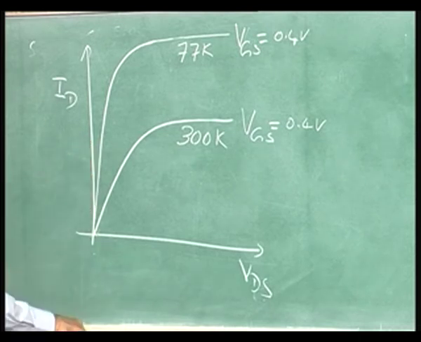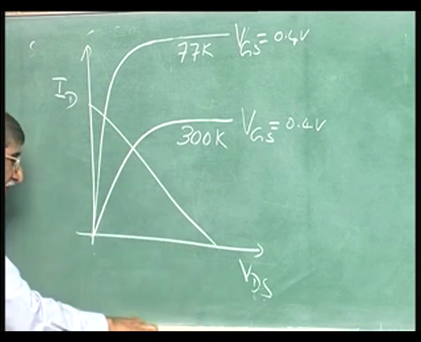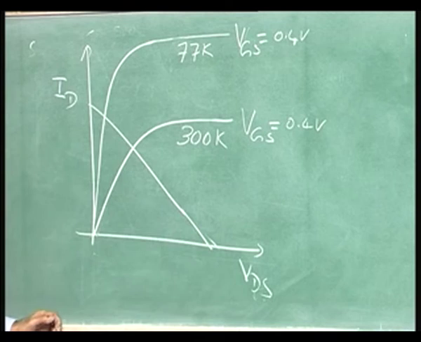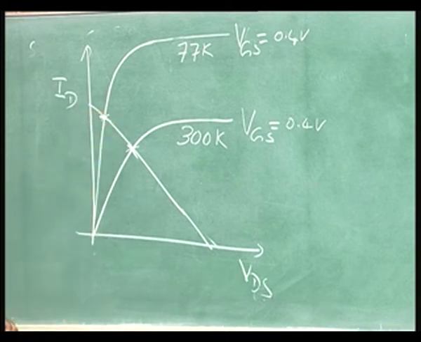Just see here, if I put a load resistance like this, for the same gate voltage you will end up here in the on state, whereas here you will end up here.